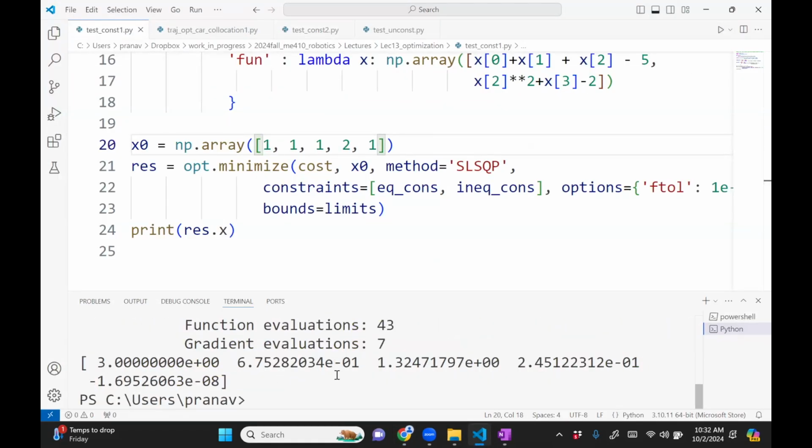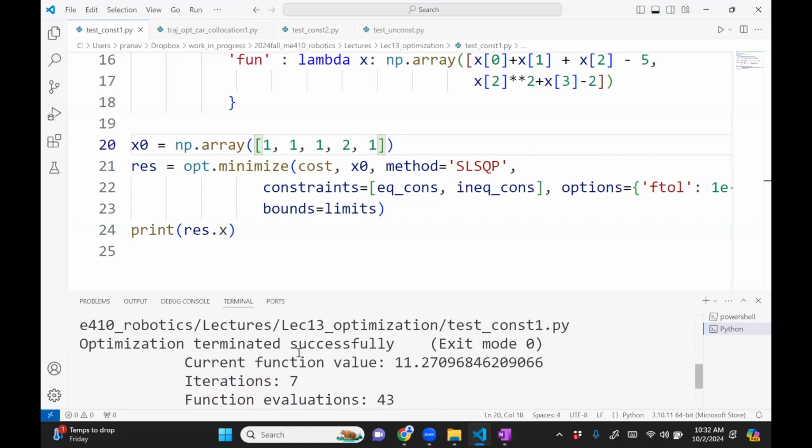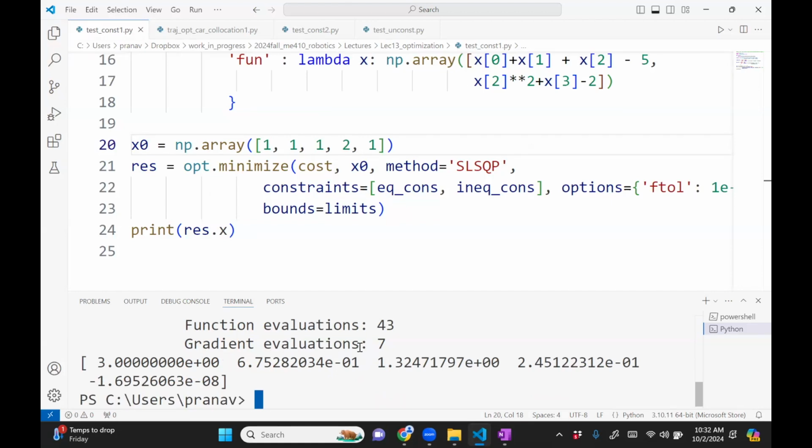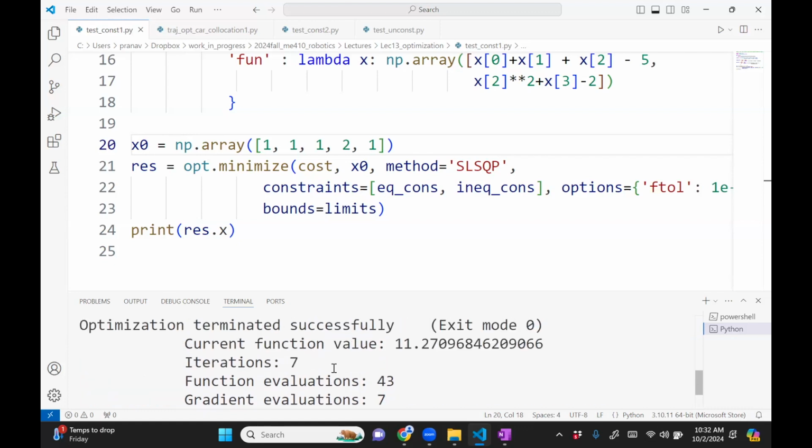So the solution it got, well, it gives some things. The minimum value was 11.27. It took only 7 iterations. Function evaluations, how many times it evaluated the cost, how many gradient evaluations, the df/dx, so the Jacobian. And the optimum was 3, 0.675, 1.324, 0.245, and minus 1.69, almost close to zero, 1e negative 8. So 0, 0, 0 is not the solution because of those constraints.